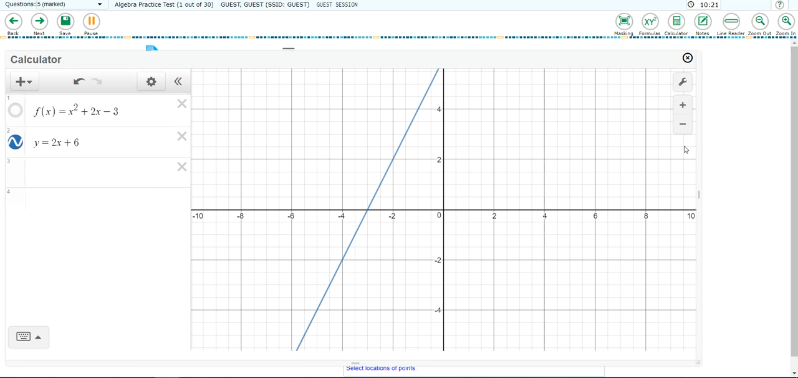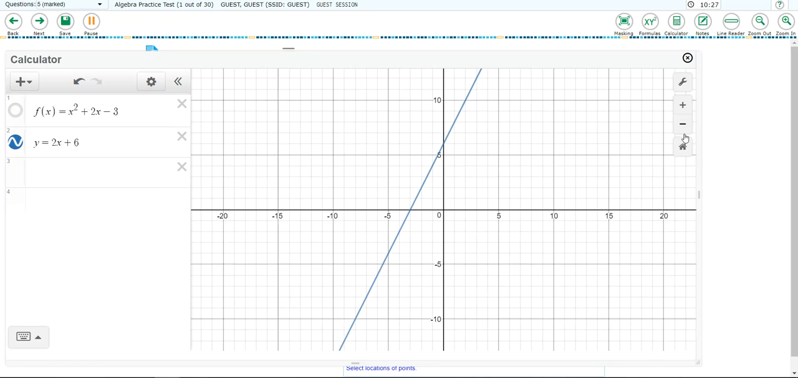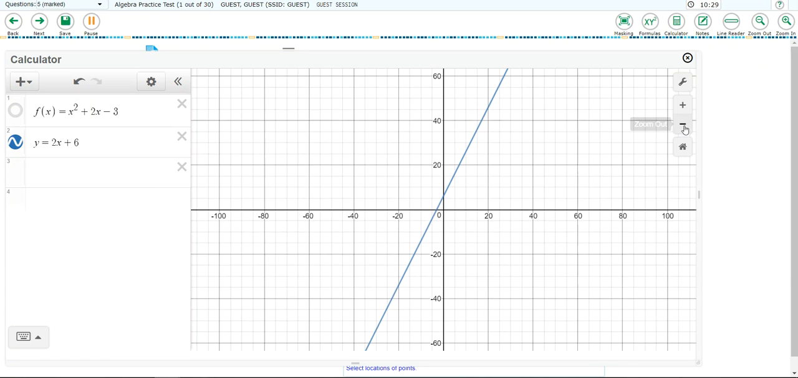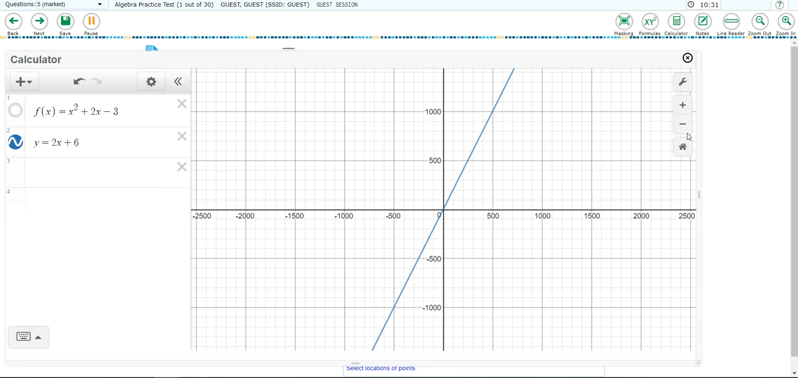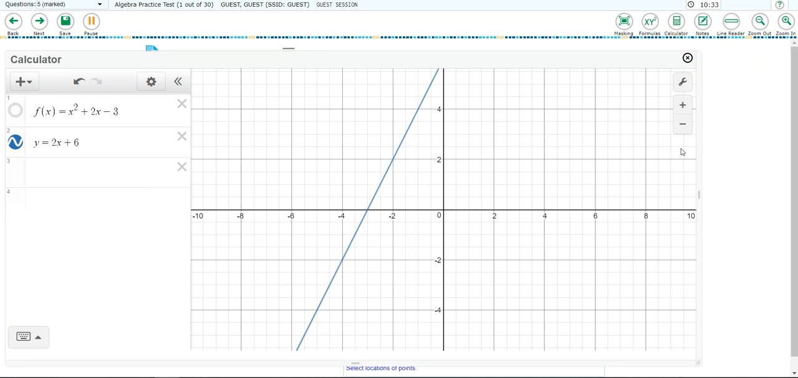And if I click that home button, it takes me back to this positive 10, negative 10, and then this one here. I don't know if you saw that home button there. If I'm zoomed pretty far out, I just click the home button and it takes me back, so I can see 0, 0.